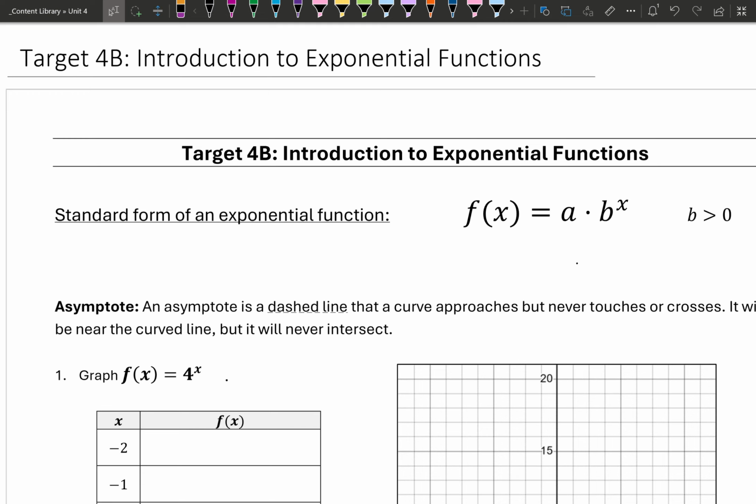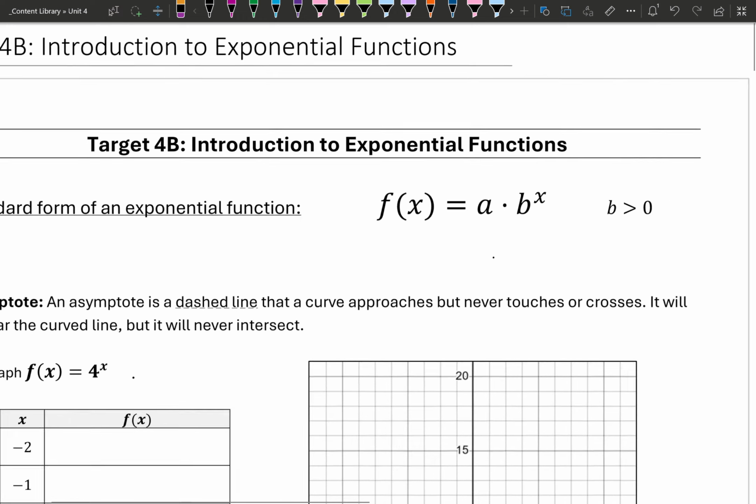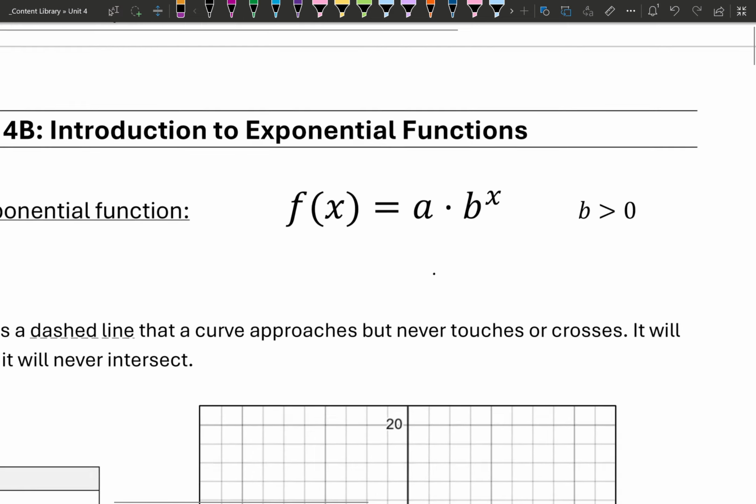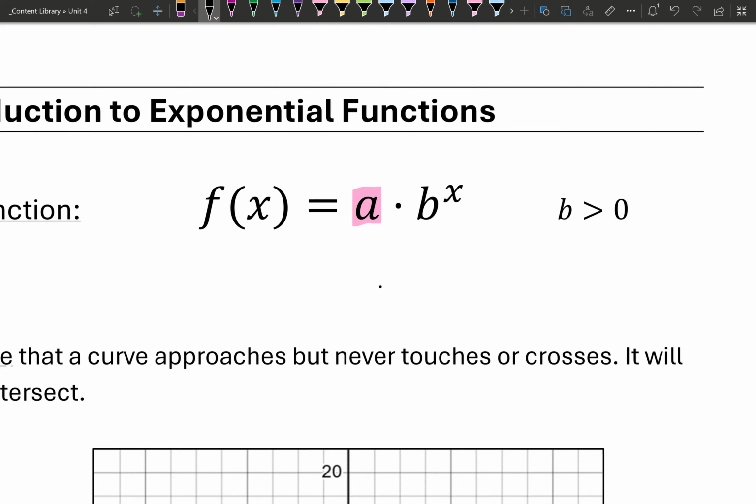Hello, and welcome to a little video about Target 4B where we're going to have a little introduction to exponential functions. Alright, here is a standard form of exponential functions. F of x equals a times b to the x. A represents our y-intercept, and b represents our pattern.